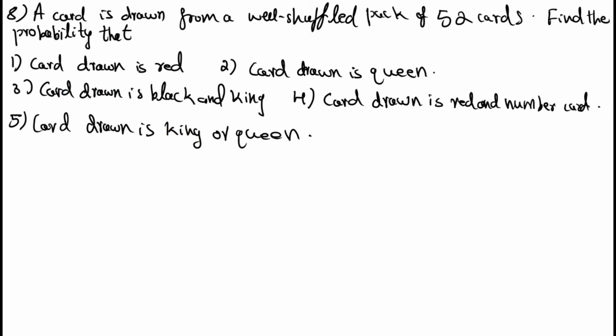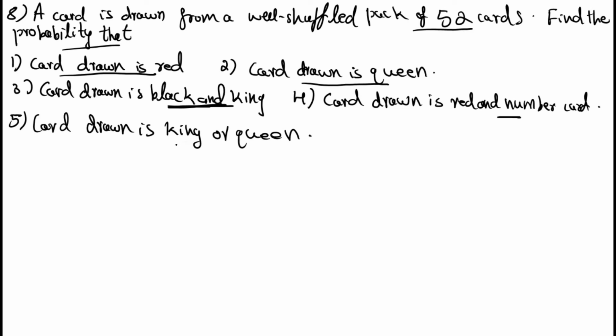See the first problem. A card is drawn from a well shuffled pack of 52 cards. Find the probability that the card is red. Then, the card is queen. Then, the card drawn is black and king. And the next one is, card drawn is red and number card. And the last one is, card drawn is king or queen.